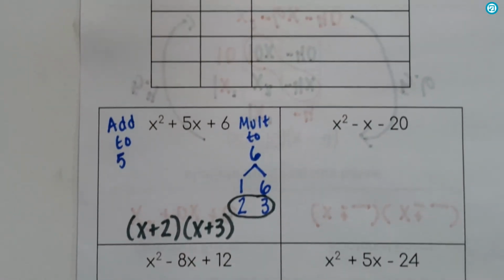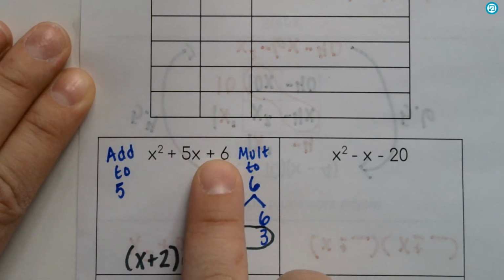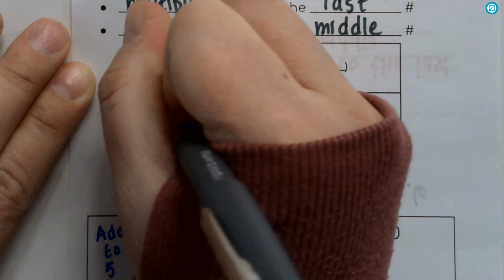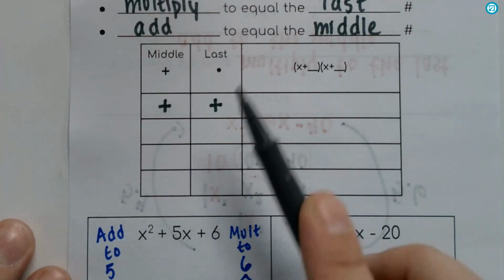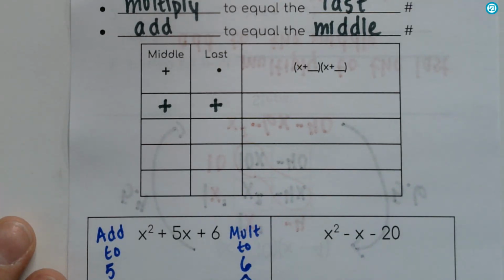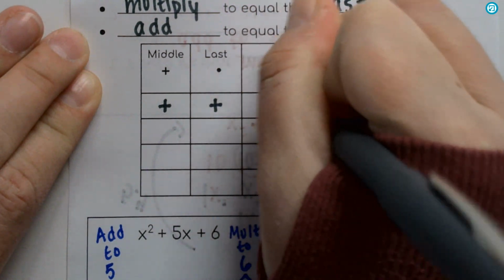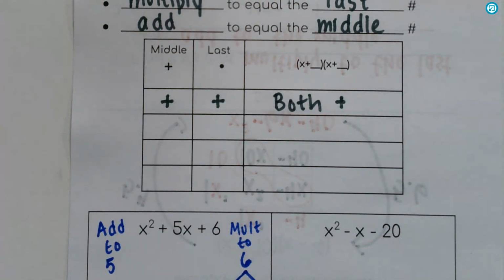Okay, let's go fill out the first row of this table. So this first problem, our middle number was positive and our last number was positive. So we are trying to multiply together to be a positive number, and we are trying to add together to be a positive number. The only way to get there is going to be with two numbers that are both positive. So you can fill out that first row of your table. If you are trying to add to be positive and multiply to be positive, you're picking two numbers that are both positive. Positives all around.